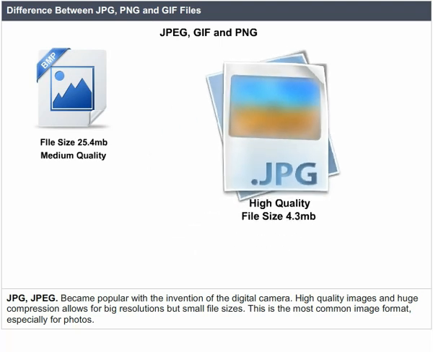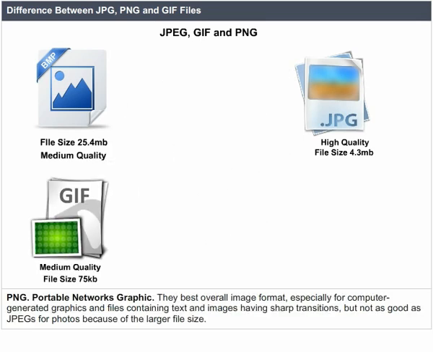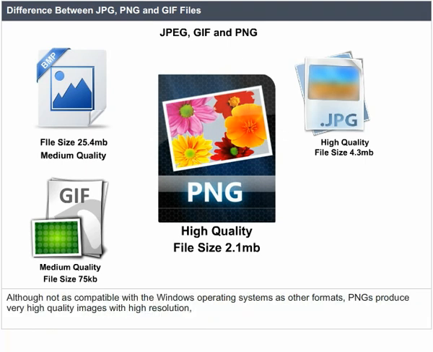GIF. This format was created mainly for Internet uses, mainly for its small file size. It's good for fast-loading web pages only. PNG, Portable Network Graphic. They're the best overall image format, especially for computer-generated graphics and files containing text and images having sharp transitions, but not as good as JPEGs for photos because of the larger file size. Although not as compatible with the Windows operating systems as other formats, PNGs produce very high-quality images with high resolution.